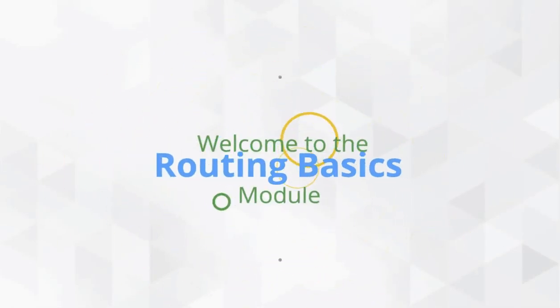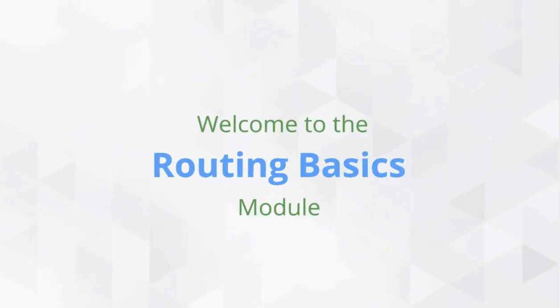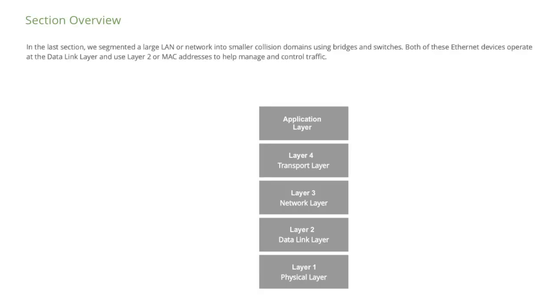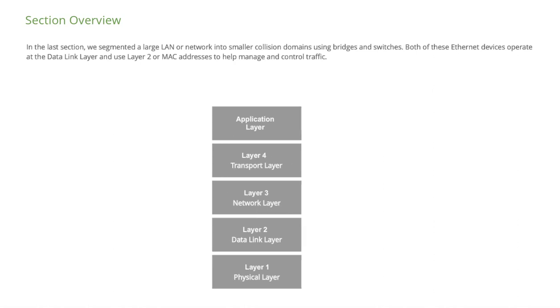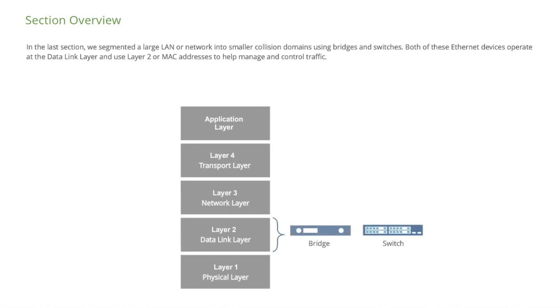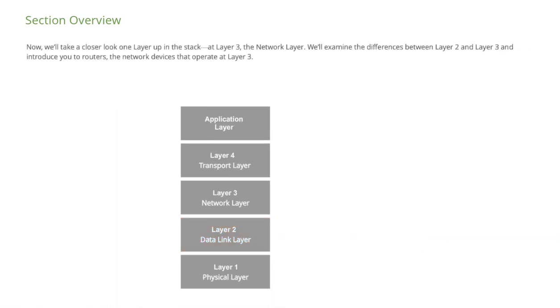Welcome to the Routing Basics module. In the last section, we segmented a large LAN or network into smaller collision domains using bridges and switches. Both of these Ethernet devices operate at the data link layer and use Layer 2 or MAC addresses to help manage and control traffic. Now we'll take a closer look, one layer up in the stack, at Layer 3, the network layer. We'll examine the differences between Layer 2 and Layer 3 and introduce you to routers, the network devices that operate at Layer 3.